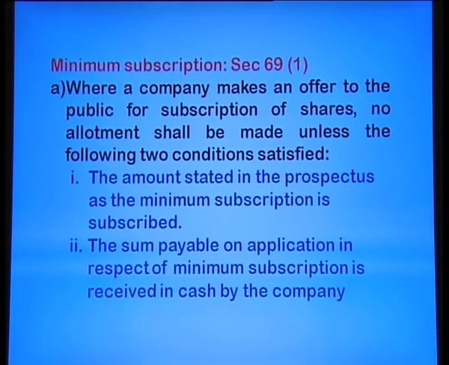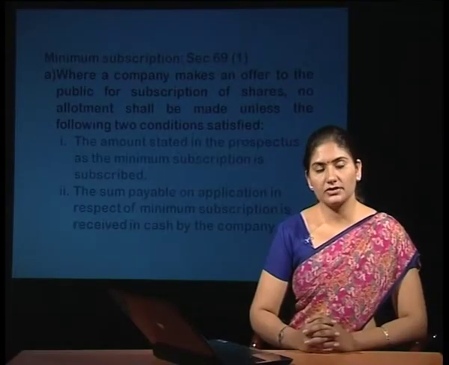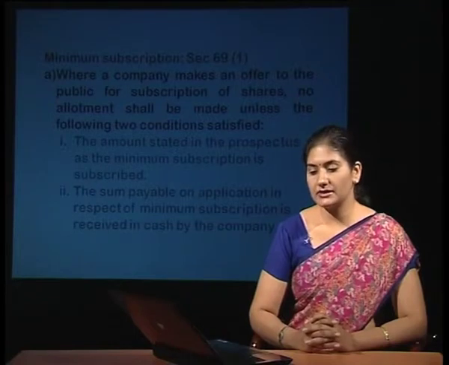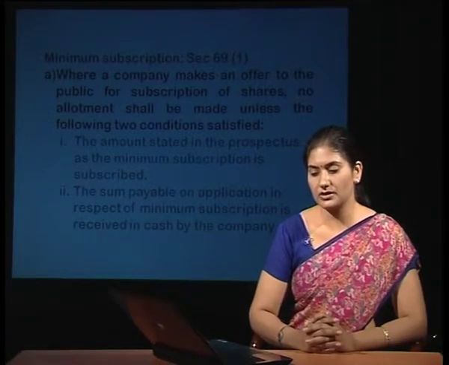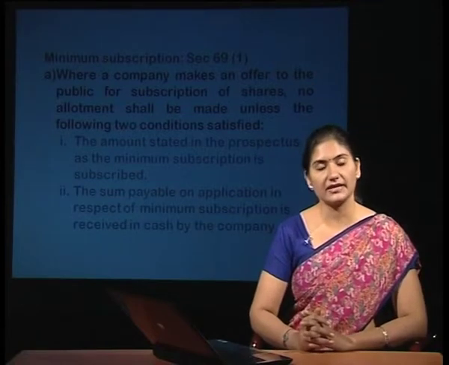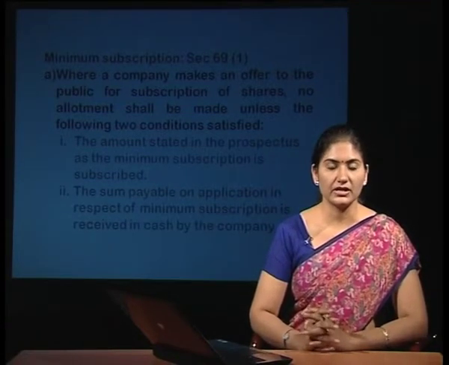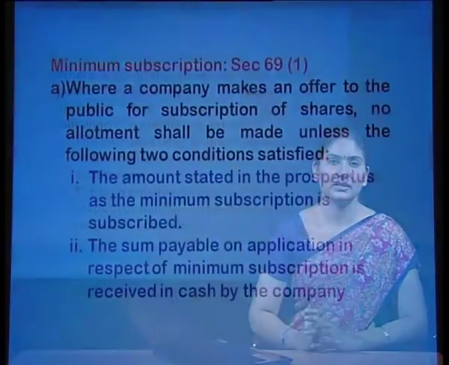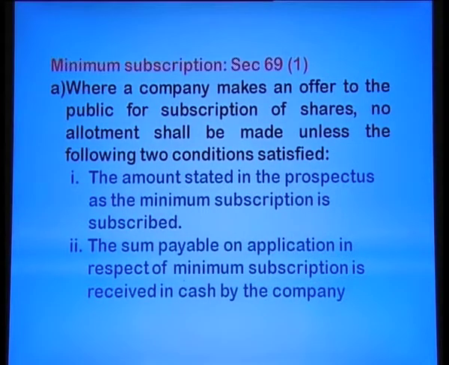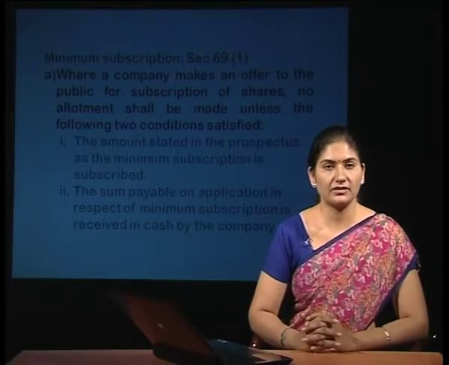The amount that is stated in the prospectus as the minimum subscription is subscribed. Secondly, the sum payable on application in respect of minimum subscription is received in cash by the company. So, the company has to see that both these conditions regarding the minimum subscription and the amount which is payable on the application have been received in cash by the company. So, this gives the company quite a lot of liquidity. It can pay the expenses of the public issue, plus it can fund the project.